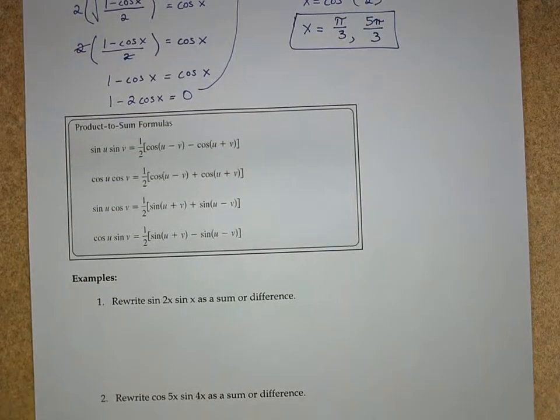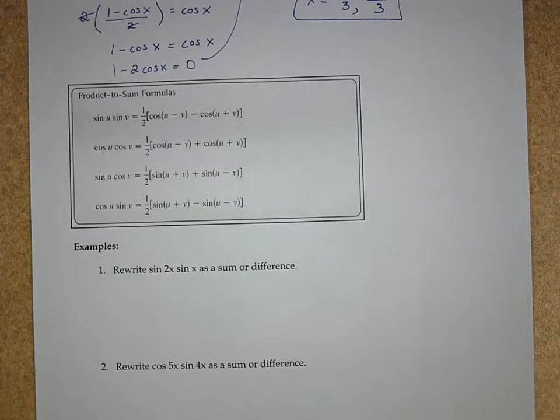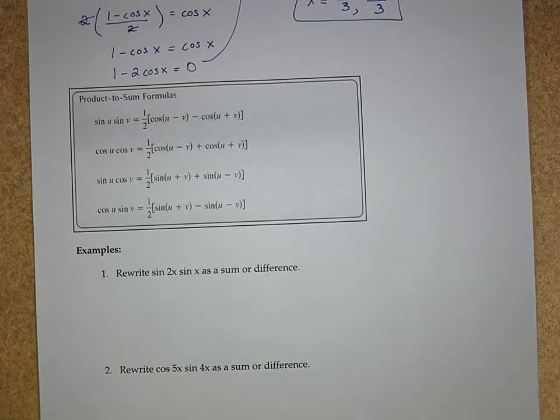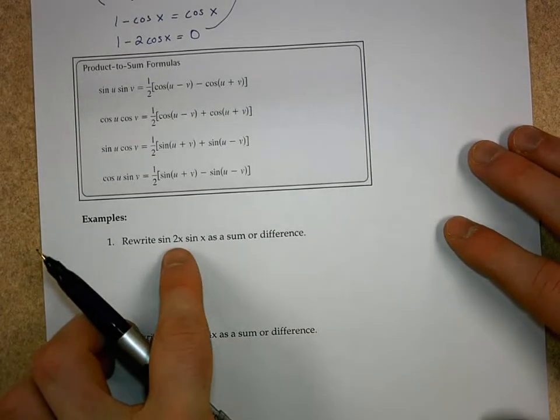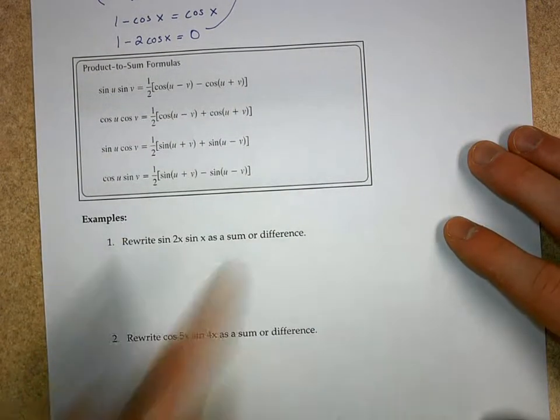The last couple sections of this unit is just straight substitution. You do not need to memorize any formulas. You are just converting back and forth between formulas that are given to you. So in the first section here, we've got product to sum formulas. So I'm going to go from two quantities being multiplied, and they're going to go to either subtraction or addition. So here, we're going to rewrite the sine of 2x sine of x as a sum or difference.